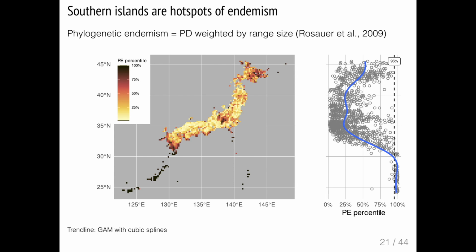This is almost certainly due to the fact that these southern subtropical islands are very small in area compared to the rest of the country. So, the take-home message from this section is that although they are not the most diverse in terms of taxonomic richness, the southern islands are highly endemic and diverse in terms of their phylogeny and traits.